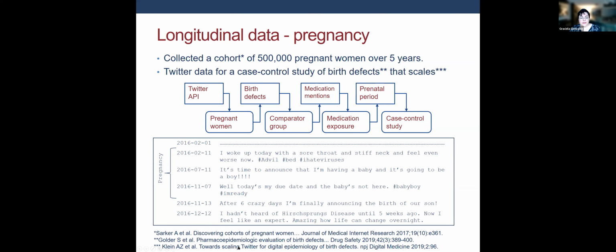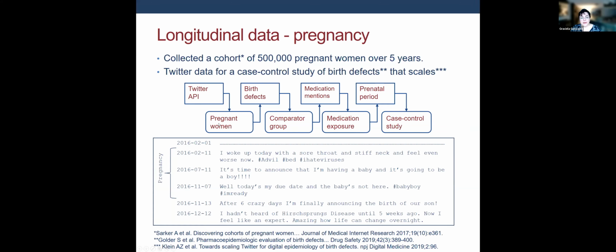We have the birth of the baby right here on November 13. And a month later, and this is where we always like capturing or studying these windows of time, we see a reference to a birth defect, which is Hirschsprung's disease. So in a single timeline, and obviously there are more tweets in between, we have to have classifiers for it. So the whole pipeline for processing this includes many parts.